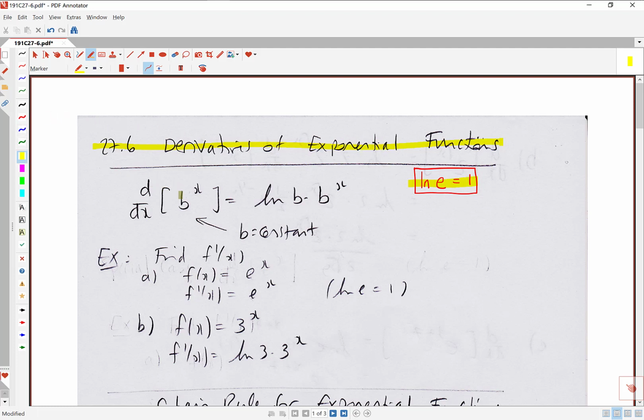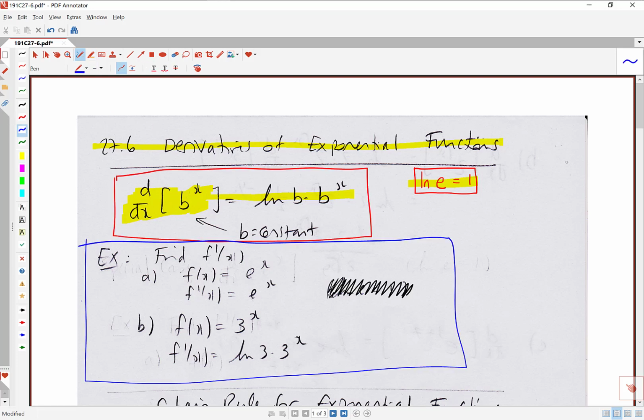Well, today we're focusing on exponential functions. So an exponential function looks something like this: b to the x. b is a constant, x is a variable. So you've got something like 2 to the x, or 3 to the x, 7 to the x, or e to the x. Those are all exponential functions. And we want to figure out how to take the derivative with respect to x of a function that looks like that. So here's the formula. You go ln of b times b to the x.